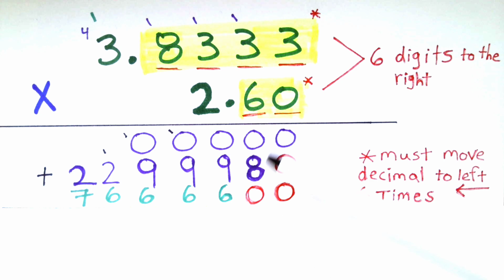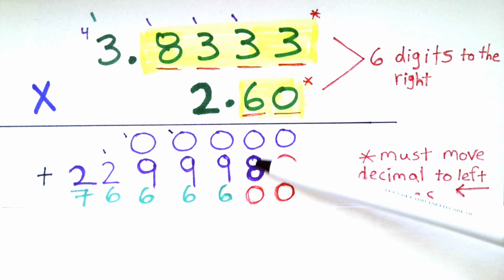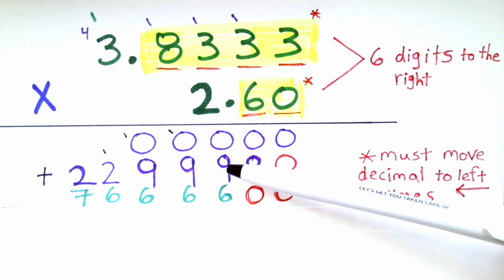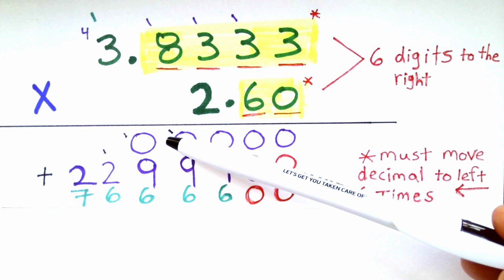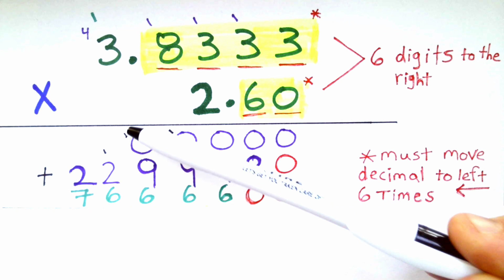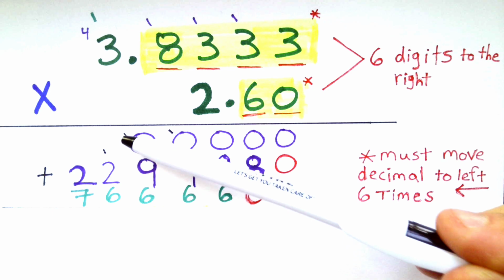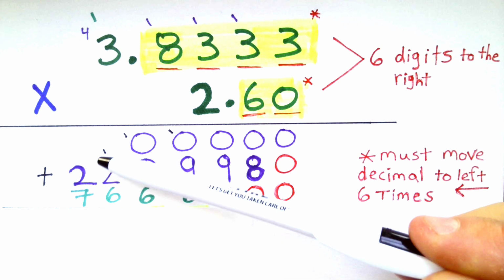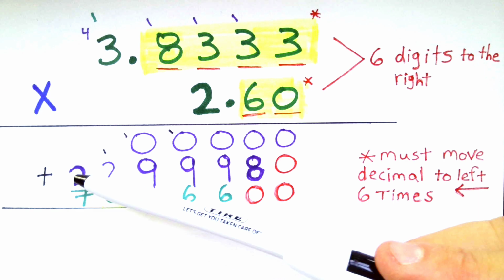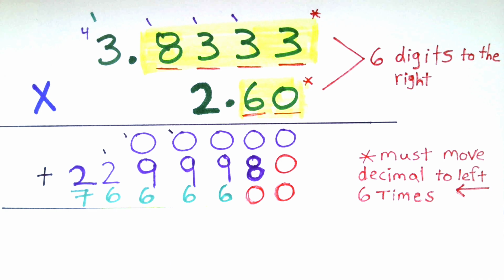I'm going to add them up, just keeping them lined up. And notice there are no decimals yet. So 0 plus 0 plus 0 is 0. 0 plus 8 plus 0 is 8. 9 plus 6 is 15. Carry the 1. 9 plus 1 is 10. Plus 6 is 16. Carry the 1. 9 plus 1 is 10. Plus 6 is 16. Carry the 1. 6 plus 2 is 8. Plus 1 more is 9. 7 plus 2 is 9.